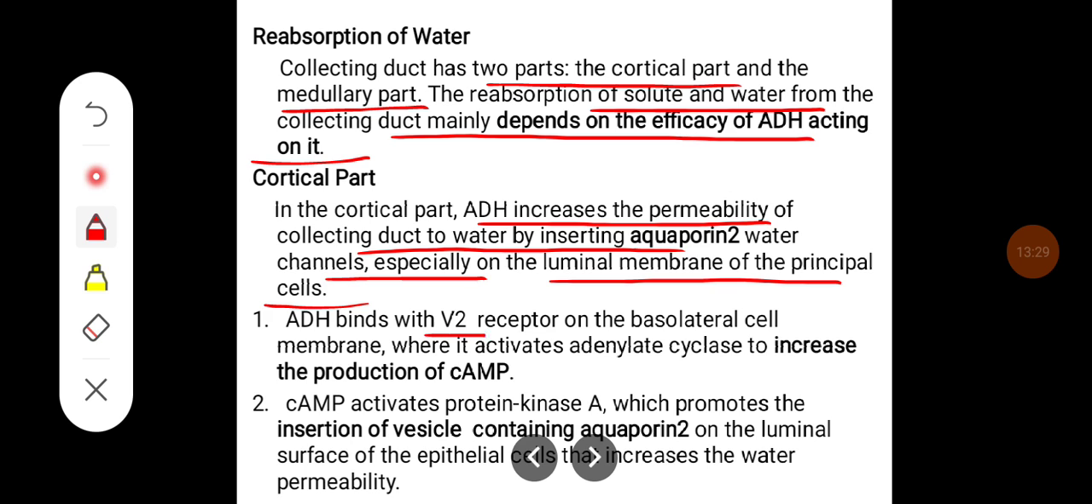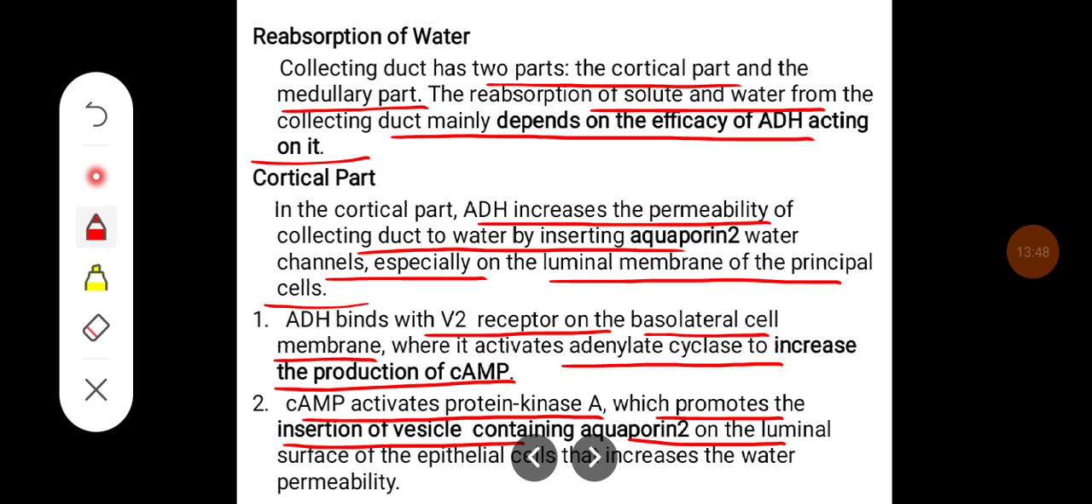ADH binds with the V2 receptor on the basolateral cell membrane, where it activates adenylate cyclase to increase the production of cyclic AMP. Cyclic AMP activates protein kinase A, which promotes the insertion of vesicles containing aquaporin 2 on the luminal surface of the epithelial cells, which increases water permeability.